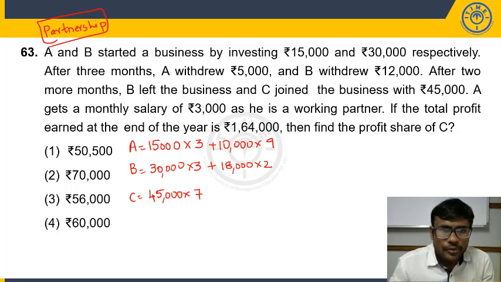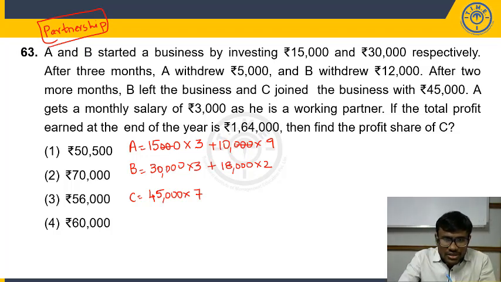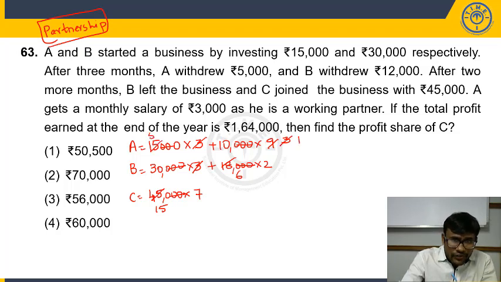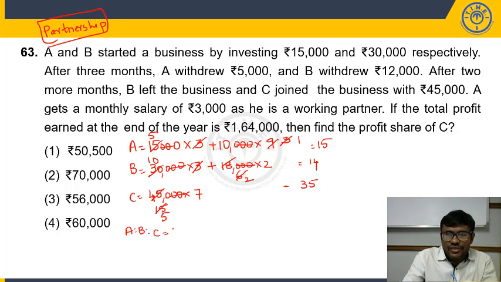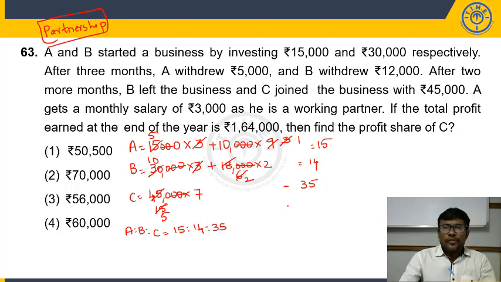Now, three zeros get cancelled. Three ones are three, three sixes are eighteen, and 3 15s. Again, 3 gets cancelled. 3 1s, 3 5s, 3 10s, and 3 2s, 3 5s. So it is 5 plus 10, that is 15, and 10 plus 4, that is 14, and 35. So the money has to be divided in what ratio? A is to B is to C. It has to be divided in the ratio 15 is to 14 is to 35.